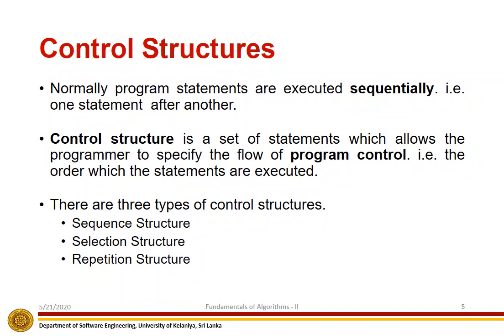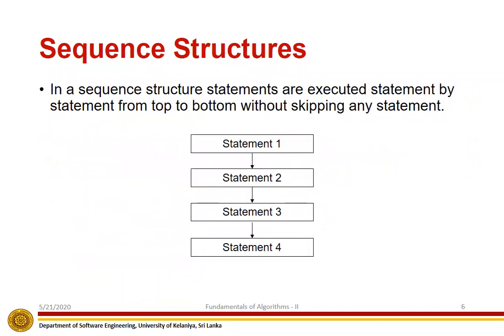A control structure is a set of statements which allows the programmer to specify the flow of program control. That means the order in which the statements are executed. And mainly there are three types of control structures. First one is sequence structure, second one is selection structure, and the third one is repetition structure. Now let's see what those are in detail.